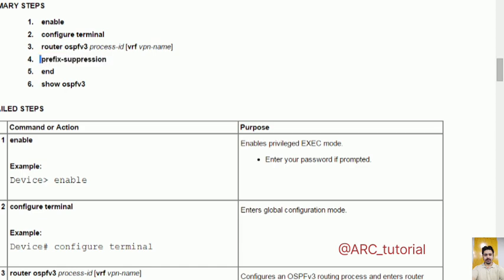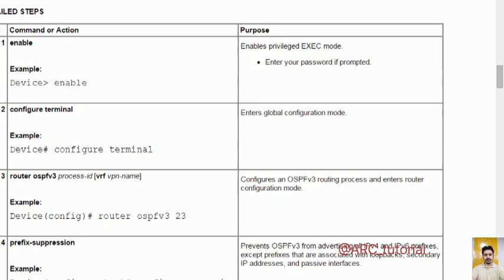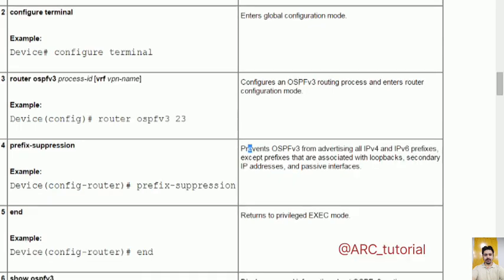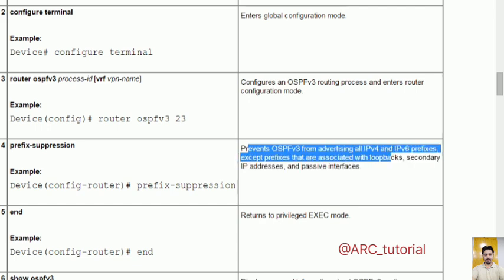The command to configure prefix suppression is simply prefix suppression. It prevents OSPF from advertising all IPv4 and IPv6 prefixes except prefixes that are associated with loopback, secondary IP address and passive interfaces.